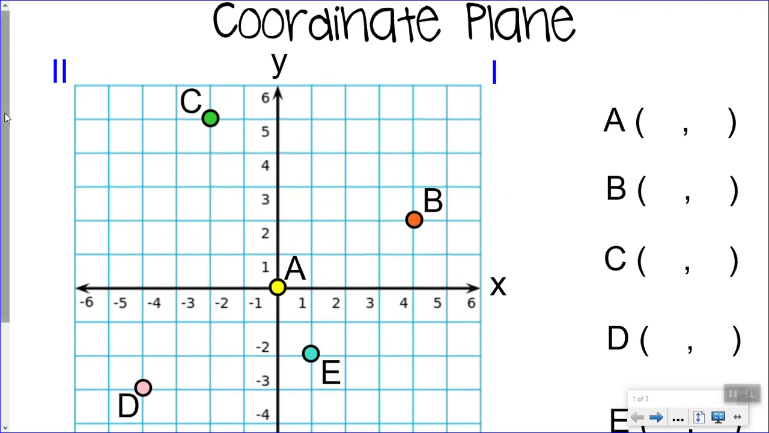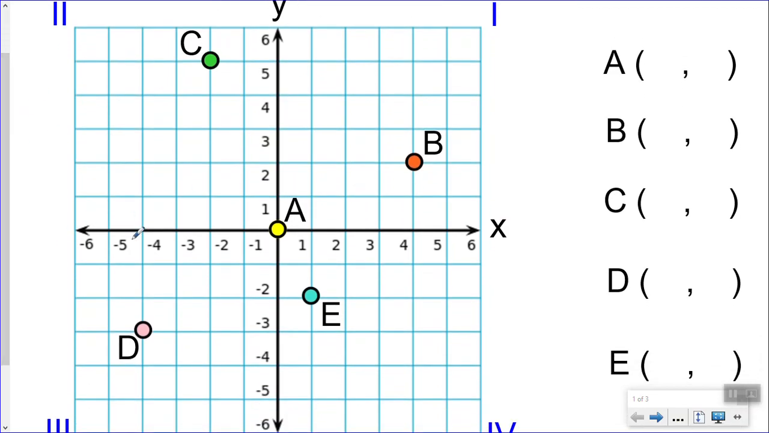We create the coordinate plane by taking a horizontal number line and a vertical number line and crossing them. In doing so, we can give each location within the coordinate plane an address based on both an x and a y coordinate. Anytime we write that address, we're going to write it as what we call an ordered pair. The x coordinate next to the y coordinate, always in parentheses, always x comma y.